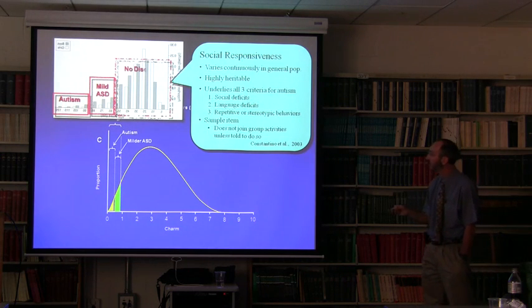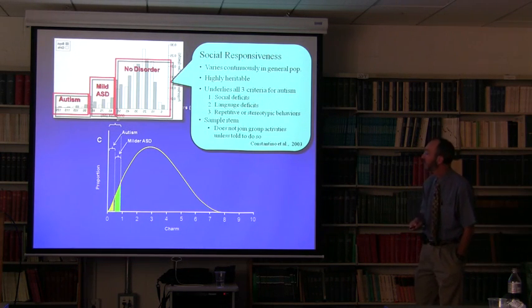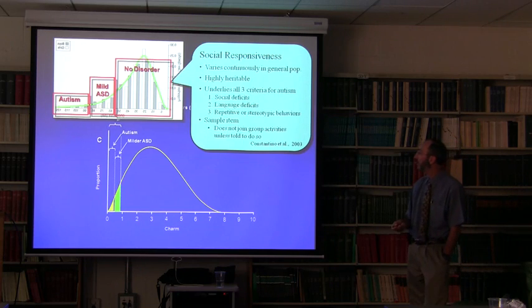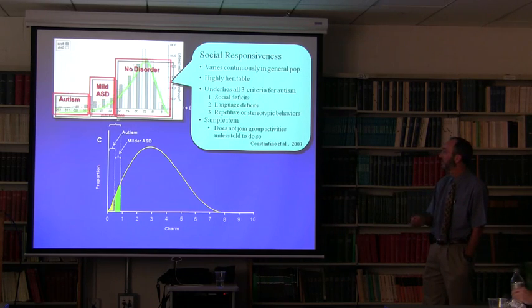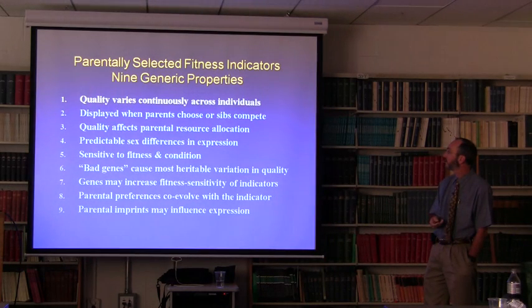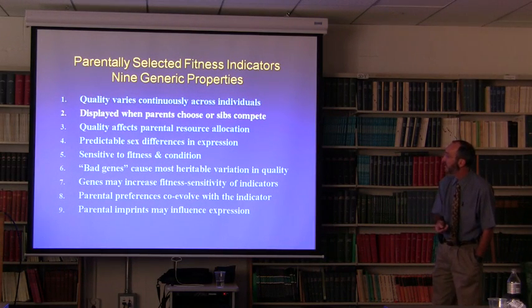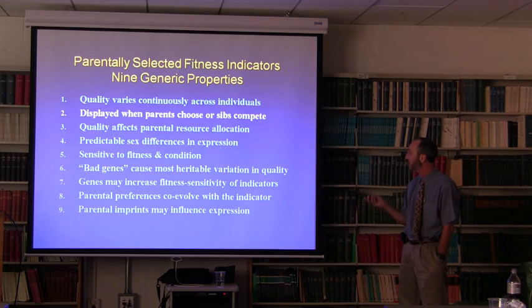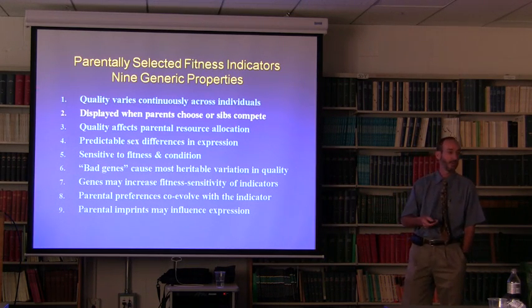Now this scale is reversed. Higher scores mean more autism, so I flipped it around. So autism now is here, mild ASD people score here, and people with no mental disorder score here. And what I'm saying is that this distribution here might be the same curve I'm talking about. It's charm. All right. The next property of fitness indicators is that they're displayed when parents choose or siblings compete.